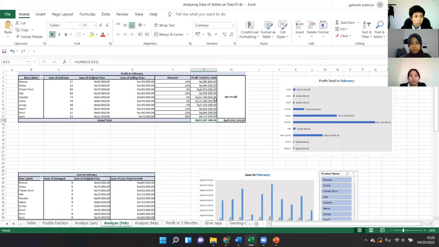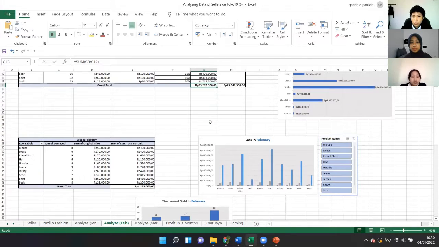The profit total per unit, the grand total is 53,267 rupiah and 300 rupiah.